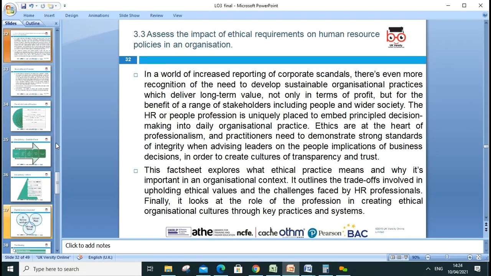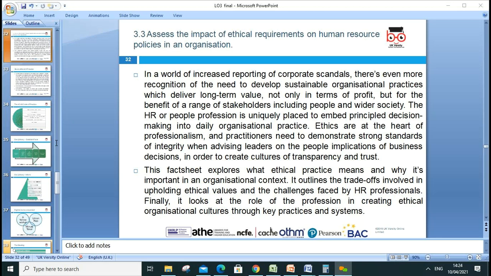Okay. Then we have 3.3, assess the impact of ethics. In a world of increased reporting and corporate scandal, there is recognition and development of sustainable organizational practices. So we need to be more ethical. Like, recently we have a company called Primark. They have stitching offices and make clothes in Bangladesh. The building caught fire, and it's still a case in the European Court of Justice. Whose fault is it? Actually, the fault of Primark.